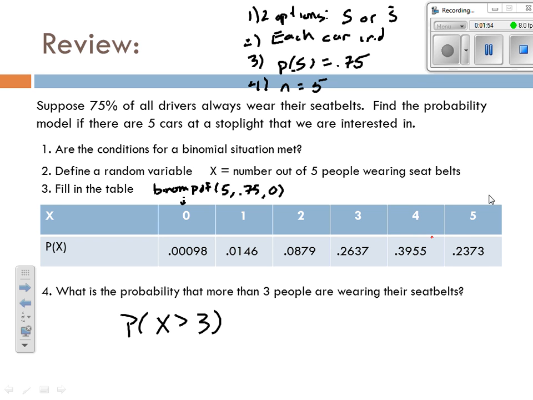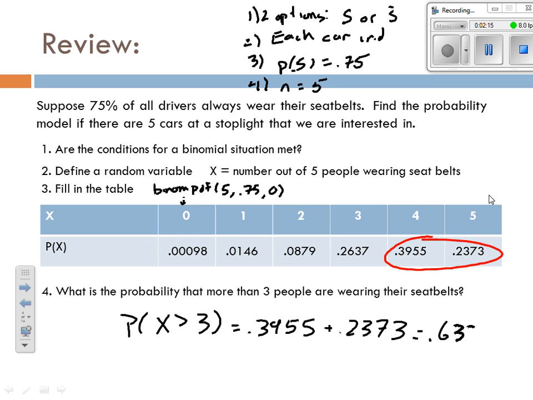Let's just go right here. More than 3 would be 0.3955 plus 0.2373. So about 63% of people will be wearing their seatbelts in those situations.